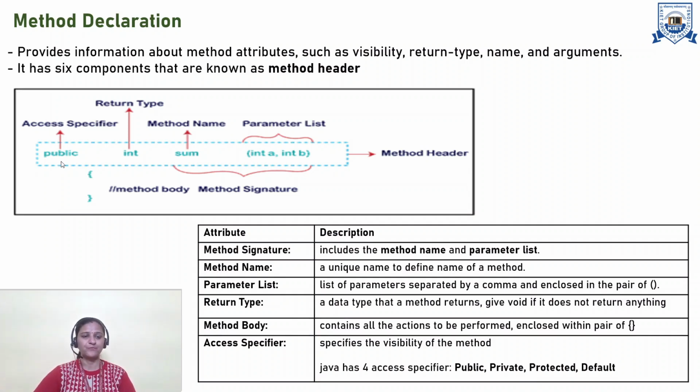Access specifier. In the front, at the beginning, we give this access specifier. It provides the information about the visibility of the method. So Java has 4 access specifiers like public, private, protected, and default. This all will be covered in detail in the package topic.